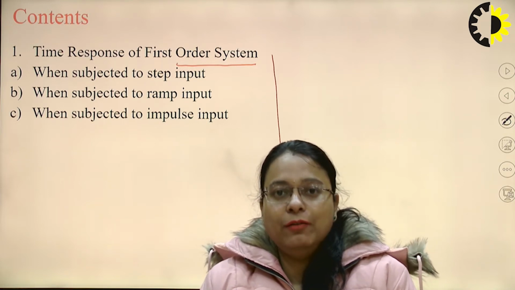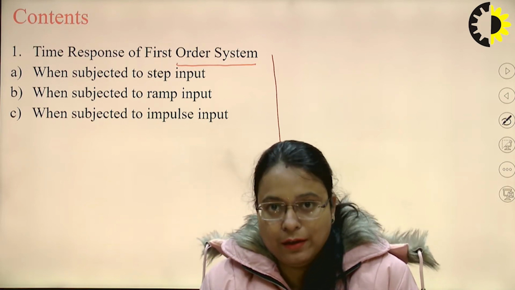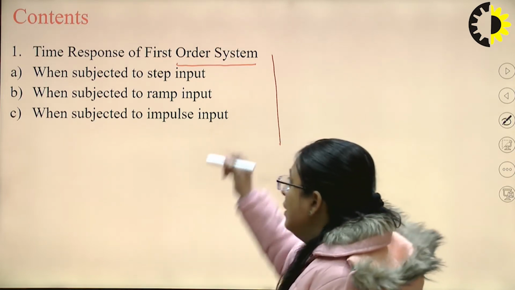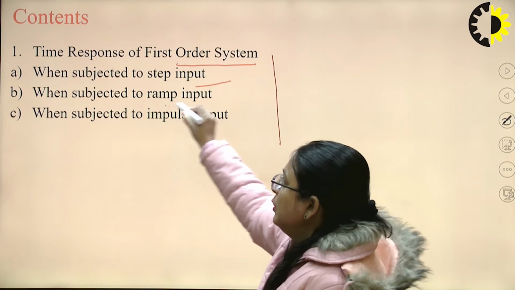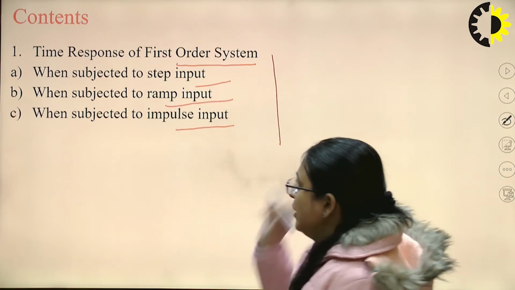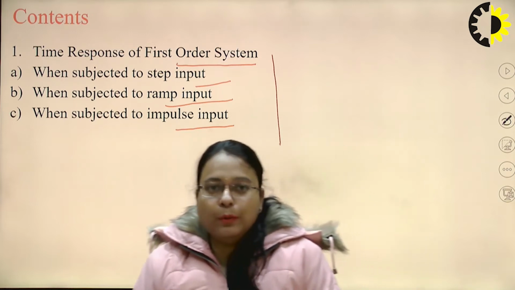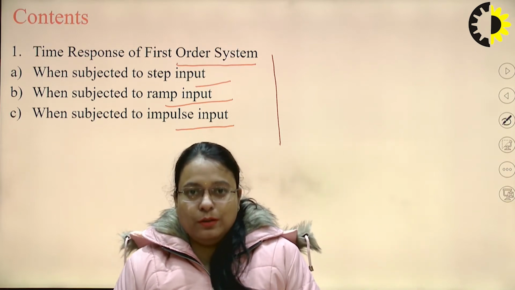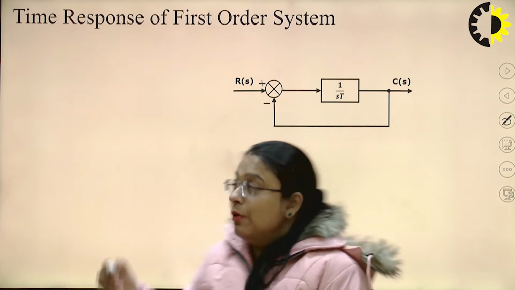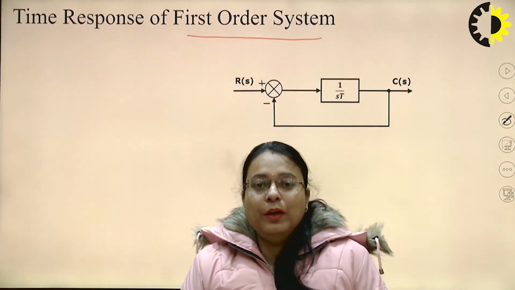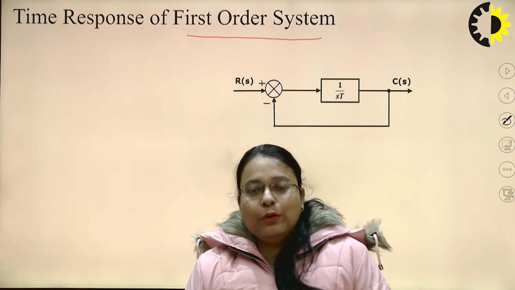What will be the effect, what will be the steady state error of a particular control system when it is subjected to a step input, when it is subjected to a ramp input, and when it is subjected to an impulse input. So before talking about the time response of the control system, we should know what is a first order system, what is a second order system, how we'll define the different order of the system.